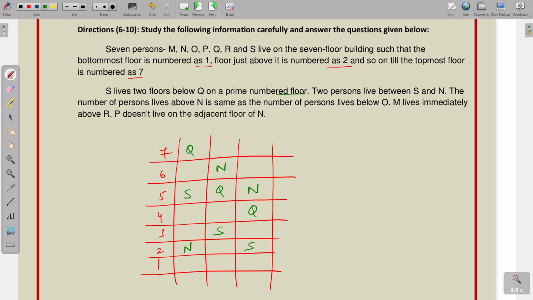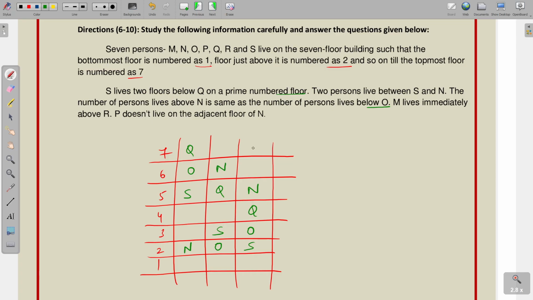Next, the number of persons living above N is the same as the number of persons living below O. So above N 1, 2, 3, 4, 5, there are 5 persons. So below O also 5 persons. Here O is placing, and above N here 2 persons are there, here O is placing. Next, M lives immediately above R.